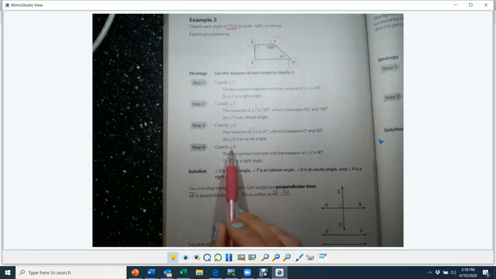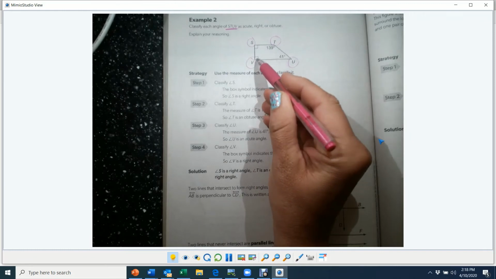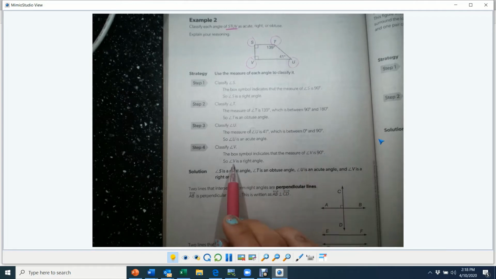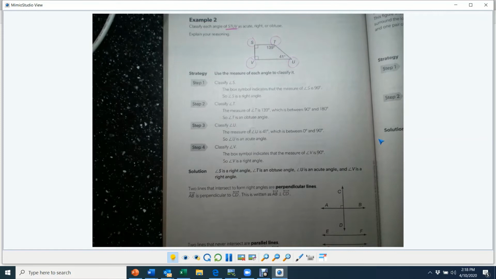The last one they're having us do is angle V. So if you go up here, look at angle V, and then look again, we see that box. And they're telling us the box symbol means that angle V is 90 degrees. So then we know that angle V is 90.